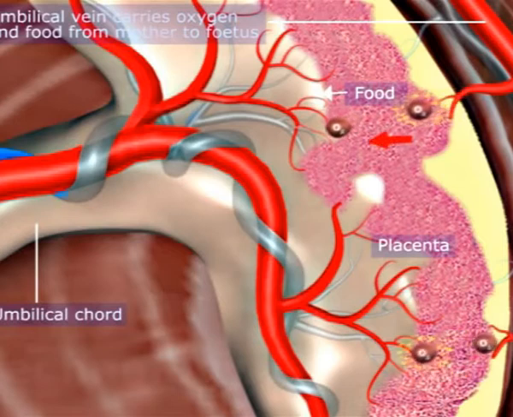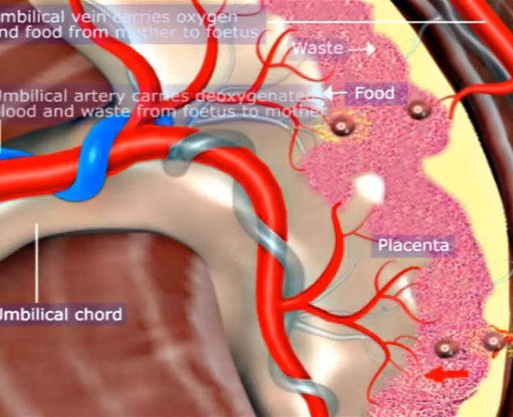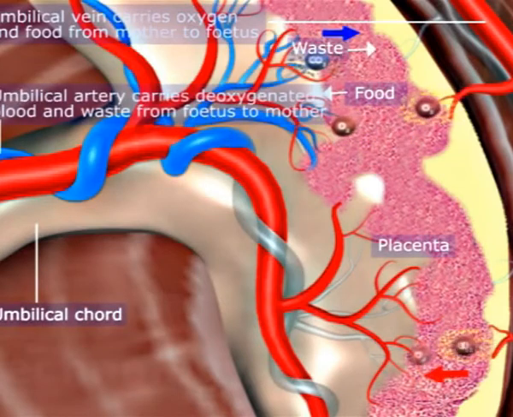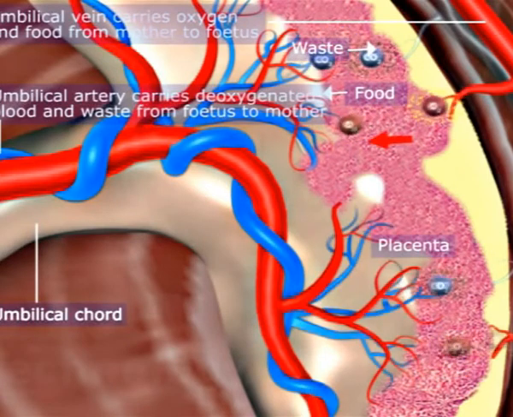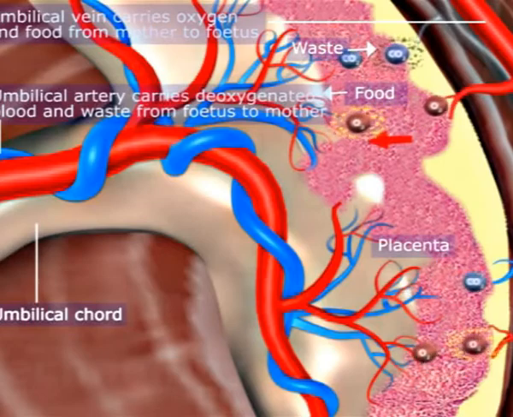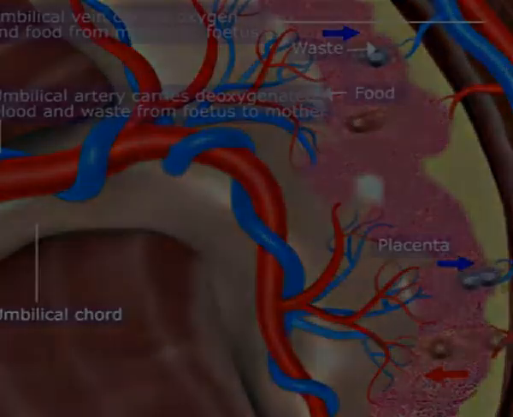Oxygen and food materials in the mother's blood diffuse across the placenta into the umbilical vein and are carried to the fetus, while carbon dioxide and waste diffuse in the opposite direction through the umbilical artery and the placenta into the mother's blood.